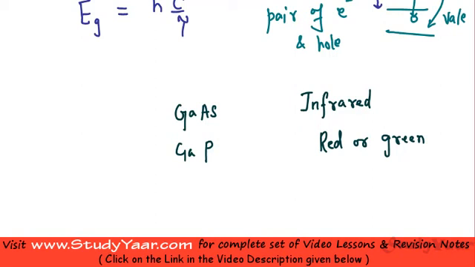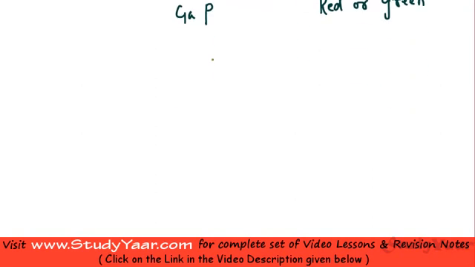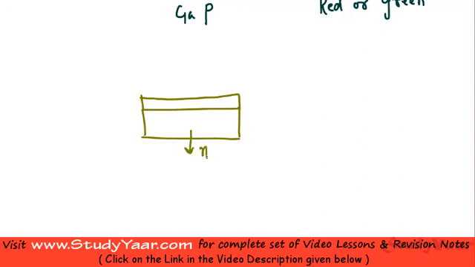A LED basically looks like this. You have an N region over here and you have a P region which is relatively thinner. The reason being, you do not want your light to be absorbed in the P region. It should be able to go out of the P region and should not be absorbed within it. Therefore, your P region is made thinner.